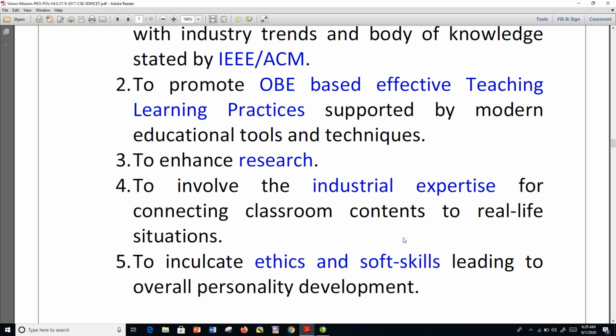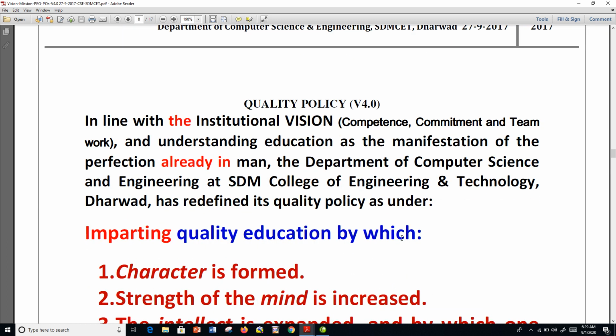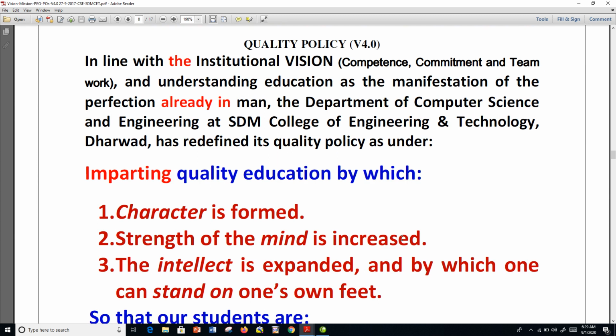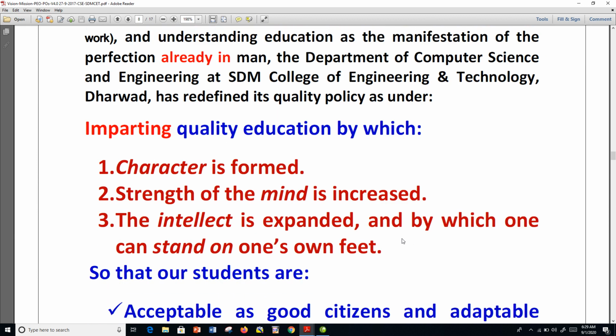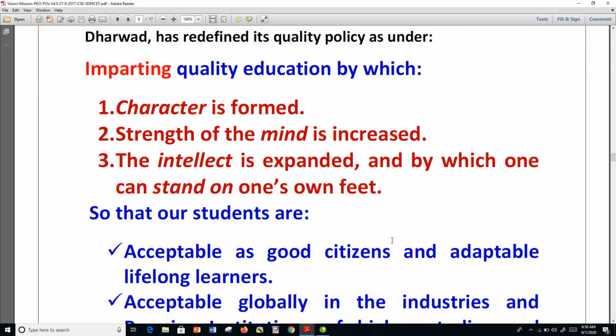This is about the vision and mission of the department. Another aspect we speak about is the quality policy. We have an important thing: imparting quality education by which character is formed. This is the most important thing. Without a character, we are not called human beings. Then strength of the mind, that's another thing that we focus on. If you are strong through your thought process, everything becomes a cakewalk. And the third important thing is the intellect, the competency. We focus on and try to develop all these three aspects of the quality policy.